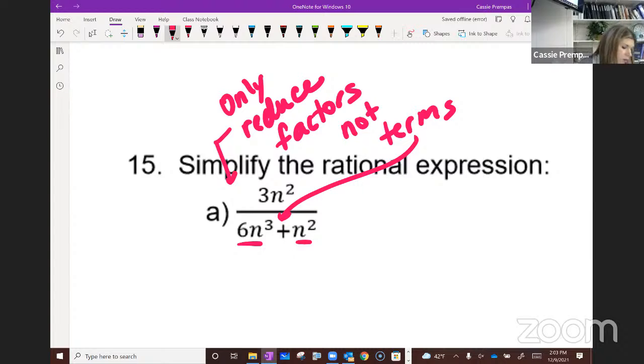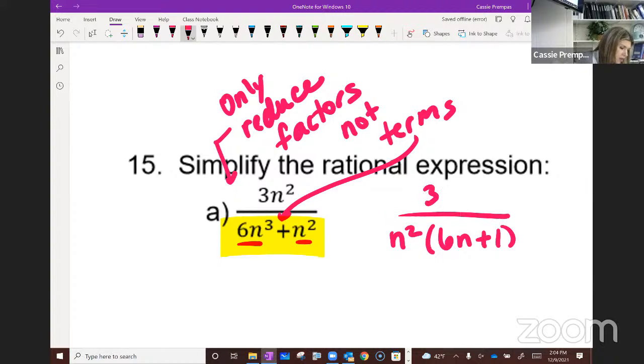So with that said, the question is, how do we then simplify this? And the key is factoring, because if you have a factor, you can reduce that. So the numerator, I can't really factor, but if I look at the denominator, what can I take out as a GCF? N squared, good. And I would take that out, and that would leave me with a 6n plus 1. And then I have 3n squared on the top.